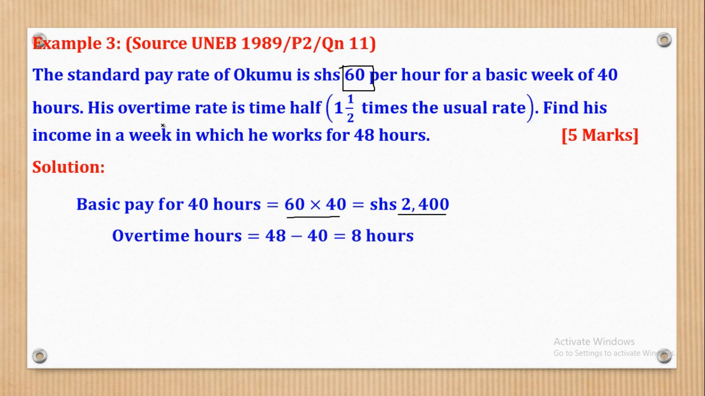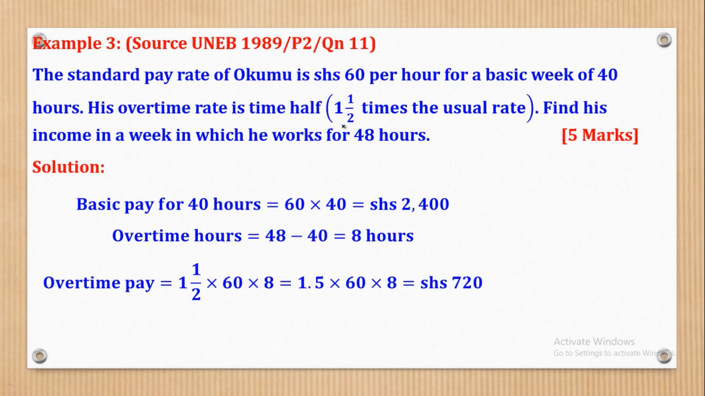So overtime will be the excess hours. In this week he worked for all 48 hours, but the basic week has 40 hours, so the excess will be 8, which is our overtime. And they told us that the overtime pay will be 1.5 times the usual rate. So the usual rate is 60 per hour, so 60 multiplied by 1.5 is what we shall get here, which will be the amount per hour.